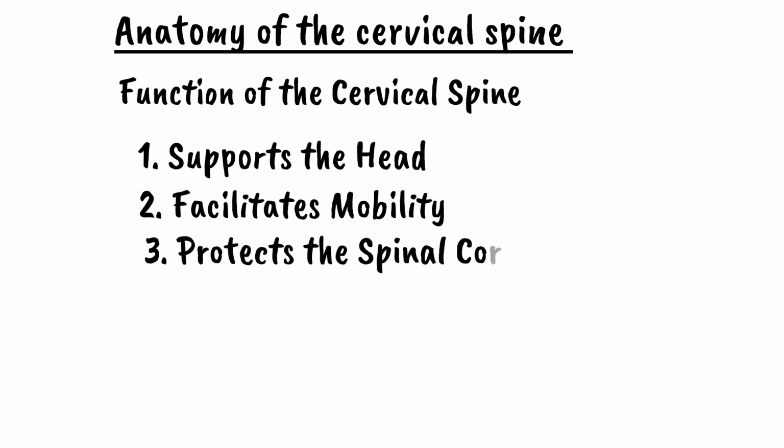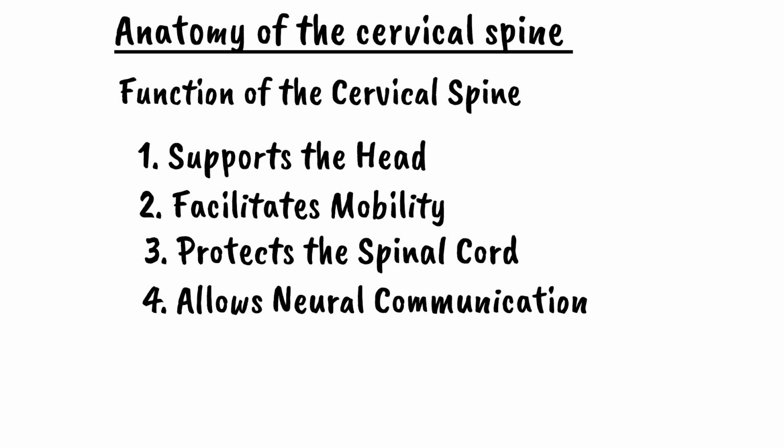3. Protects the spinal cord. The vertebral canal houses and safeguards the upper spinal cord. 4. Allows neural communication. Cervical nerve roots transmit signals between the brain and upper body. 5. Aids in respiration. The phrenic nerve, C3 to C5, controls the diaphragm, essential for breathing.